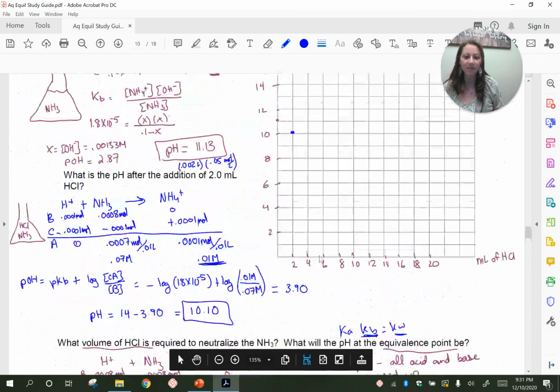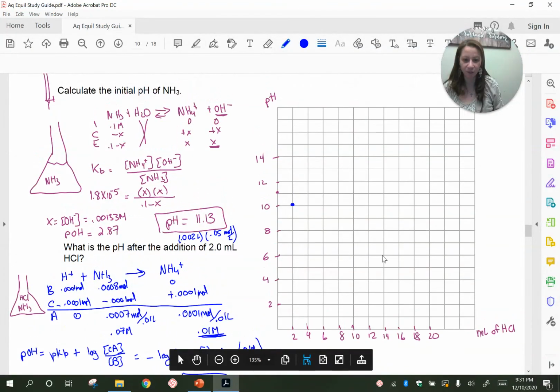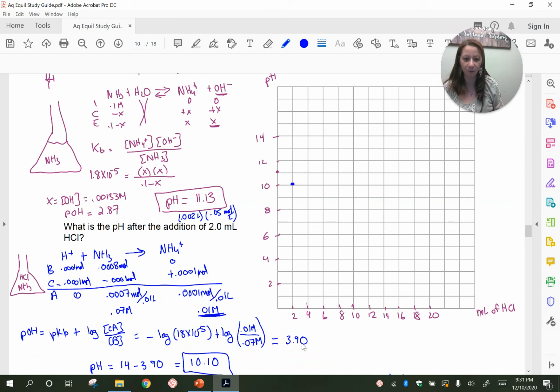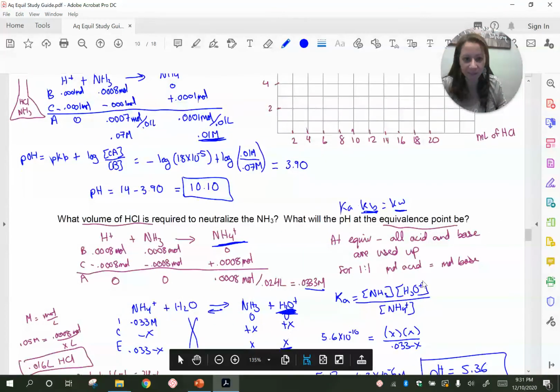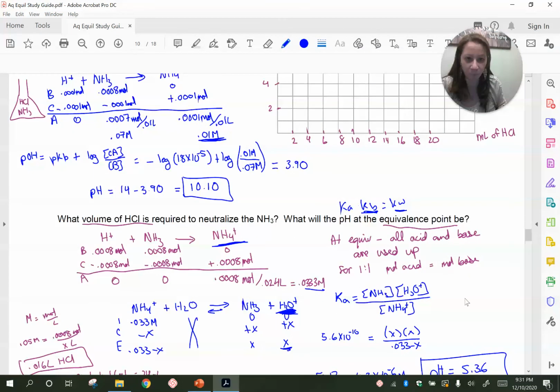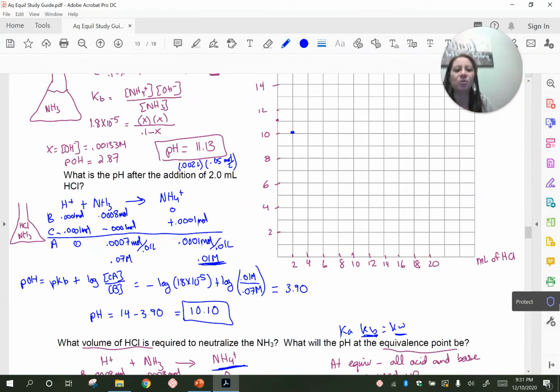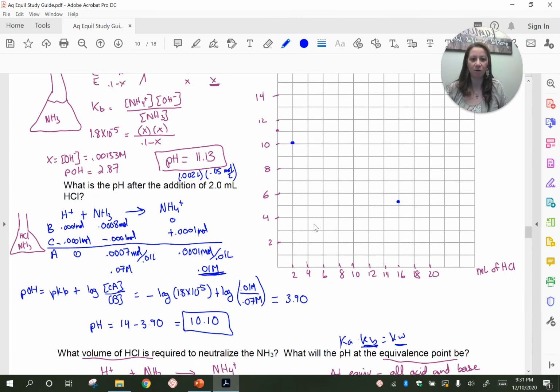So let's go back to this here and see if we can find some other points that we can plot. So we can definitely mark the equivalence point. It's at 16 mL and the pH is 5.36. So let's do that. 16 milliliters, 5.36, so right there. We can also add 2 more data points to our sketch here.